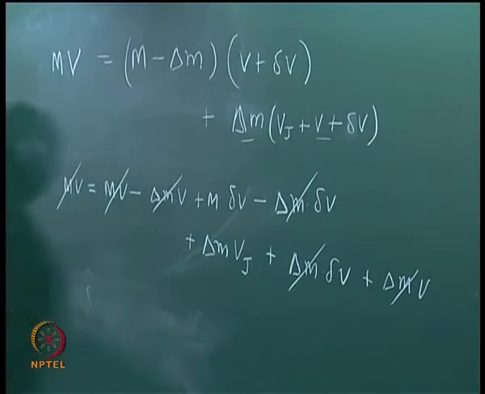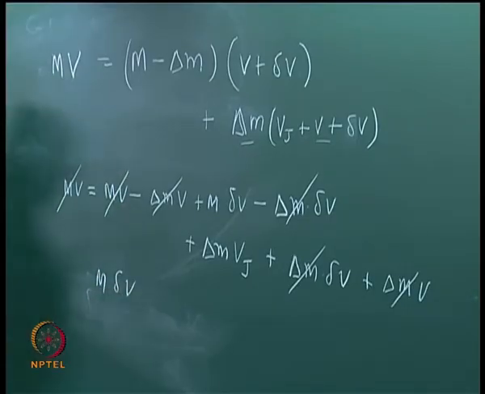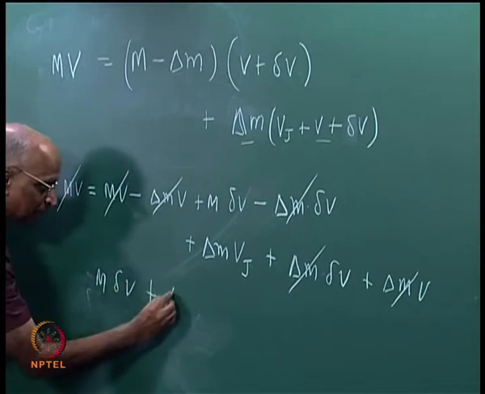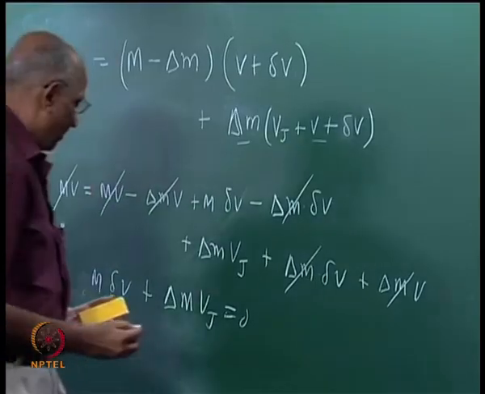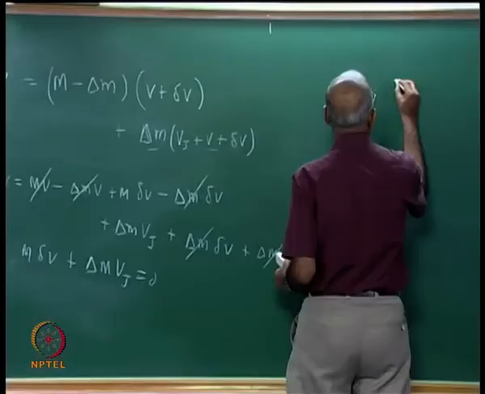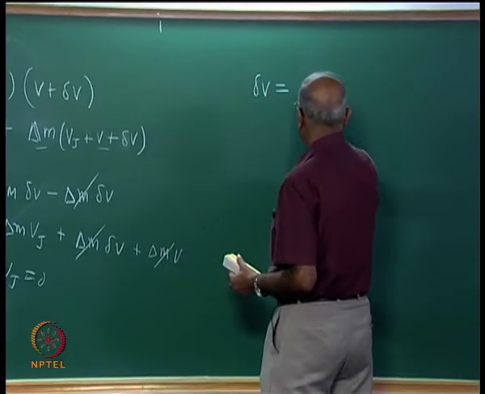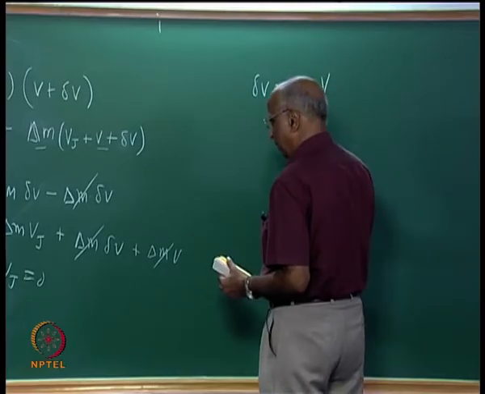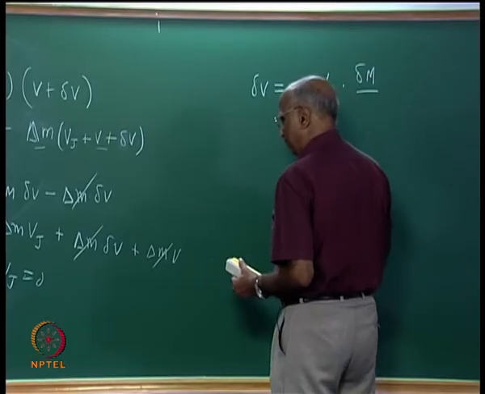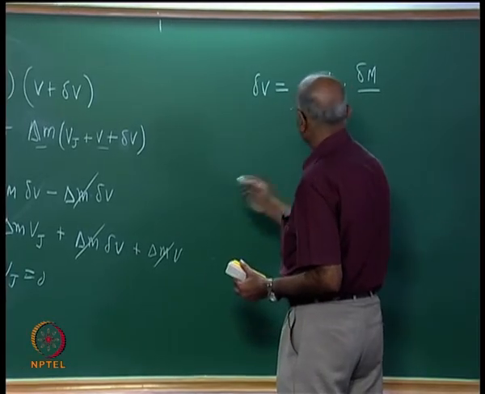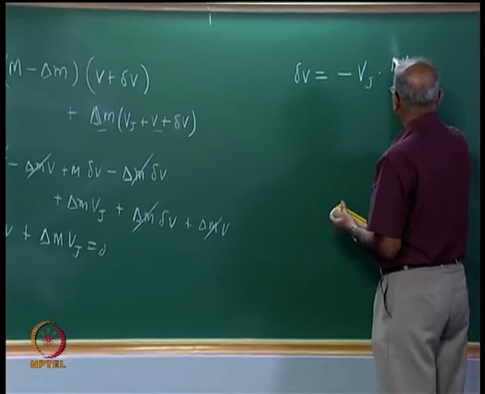Therefore, what is it you are telling? Let us write it out. Therefore, M delta V plus delta M Vj is equal to 0. Therefore, we get delta V is equal to minus Vj into delta M by M, or let us say delta M, we used the capital delta M here.